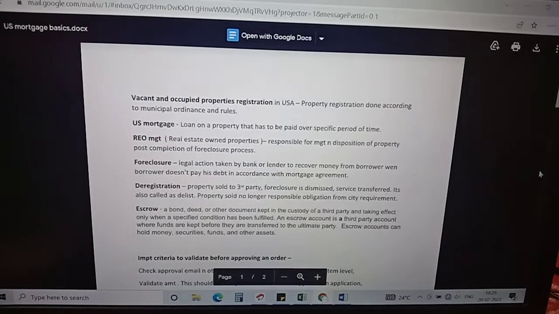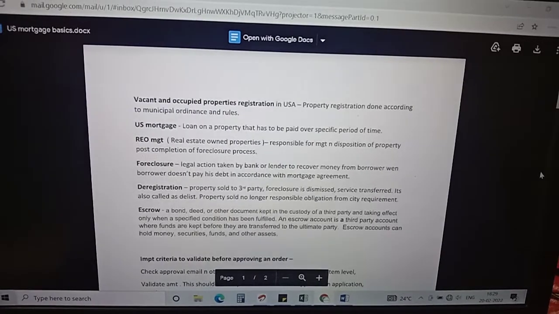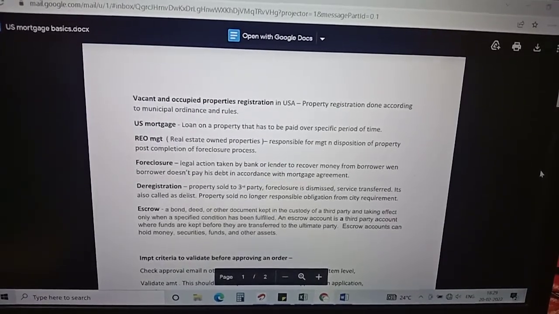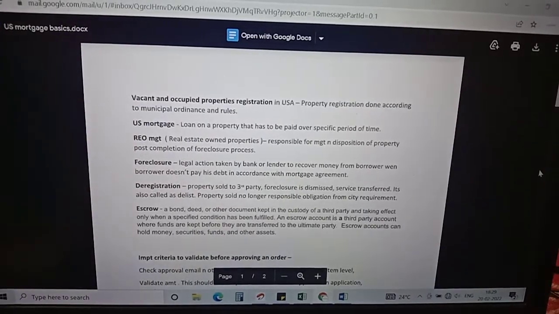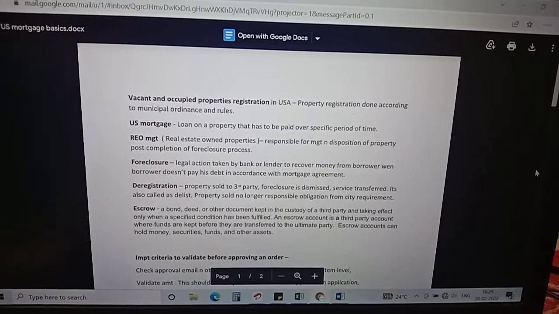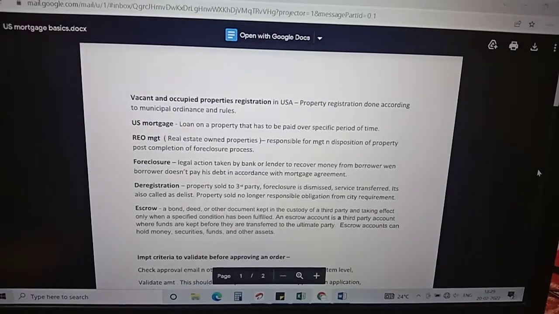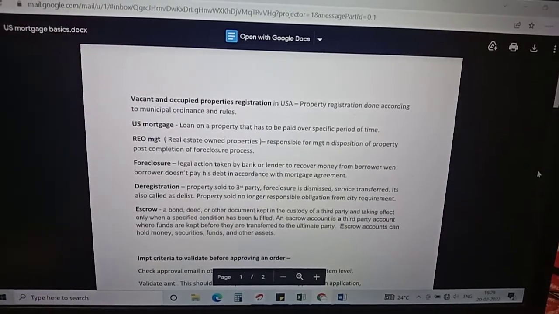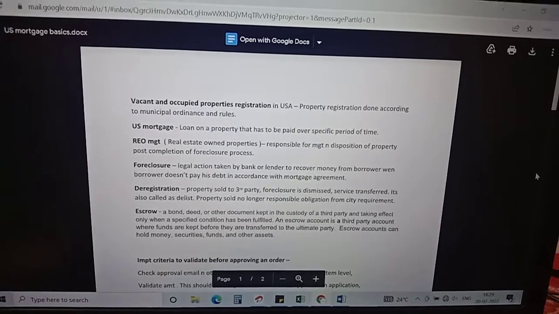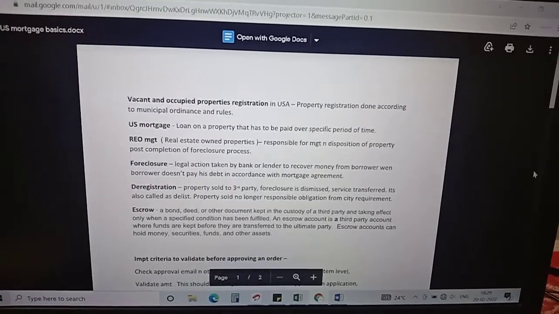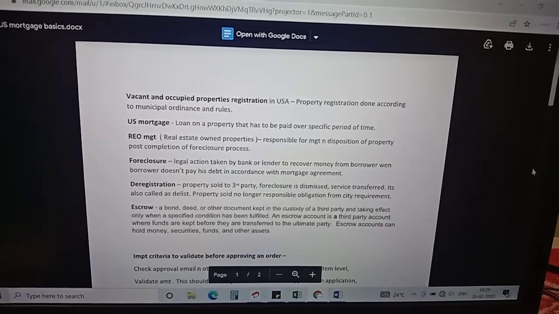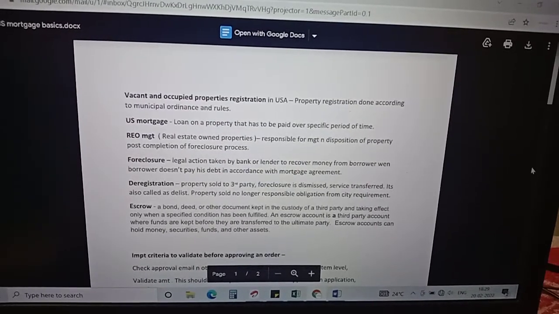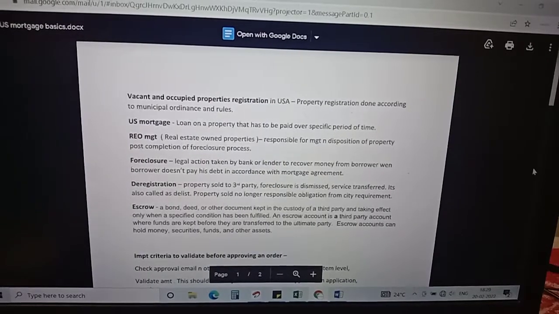So what does foreclosure mean? Foreclosure is a legal action taken by a bank or a lender to recover money from the borrower when the borrower doesn't pay his debt in accordance with the mortgage agreement. This is one particular term, foreclosure, which comes under property preservation and inspections.